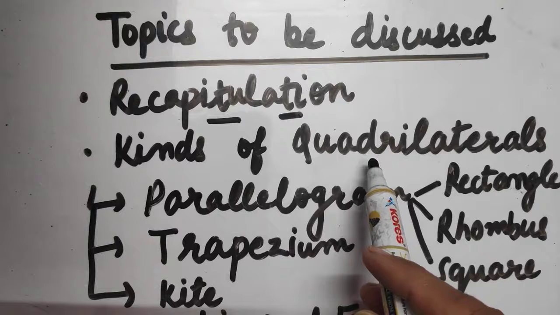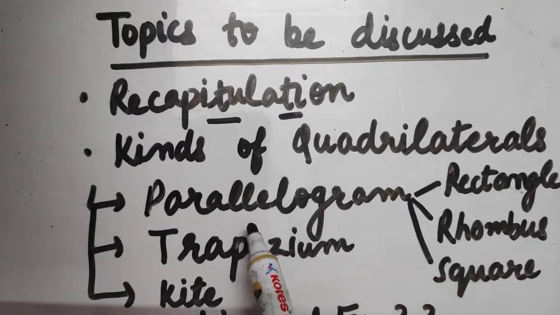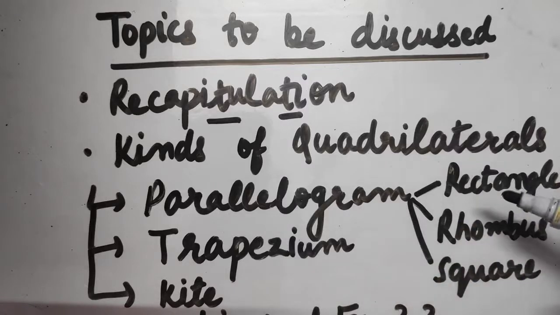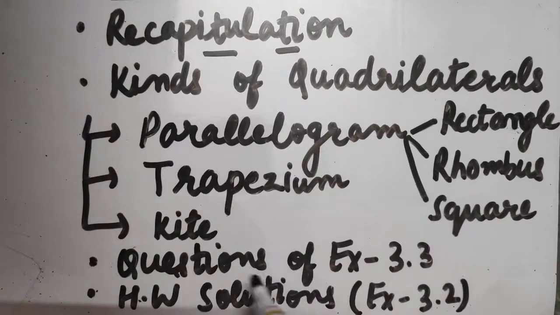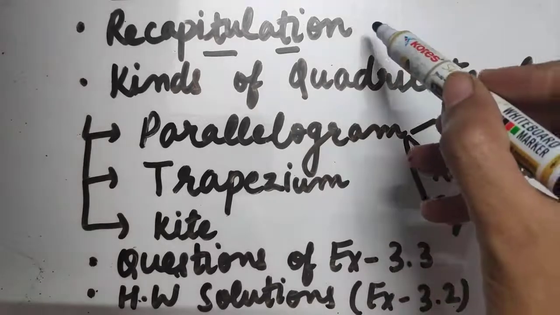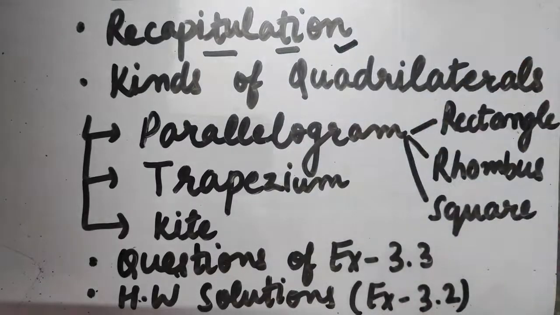In the kinds of quadrilaterals, we are supposed to deal in detail about parallelogram. We shall study about some special parallelograms like rectangle, rhombus and square. Then we shall move further to trapezium, then kite, and we shall discuss questions of exercise 3.3, and at the end of this lecture I shall discuss homework solutions of exercise 3.2. So let us start firstly with the recapitulation of previous concepts.